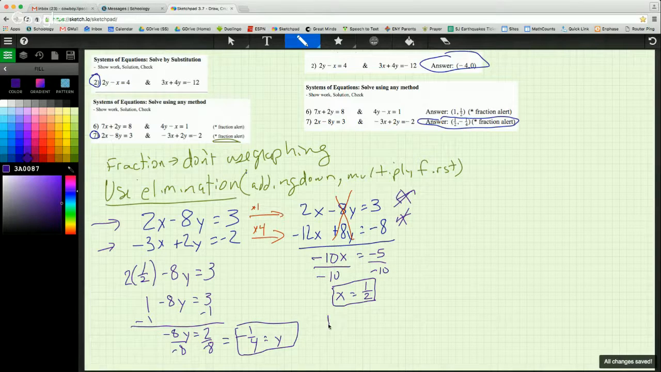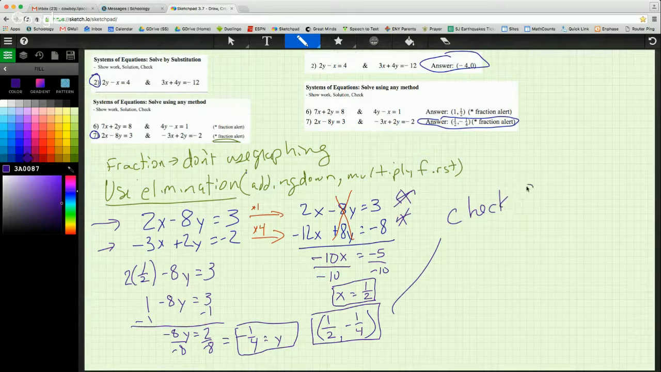So I'm guessing that my answer is 1/2 comma negative 1/4, but to be absolutely sure, I've got to go to my check step. Don't forget your check step. That's going to be 4 points on the test.